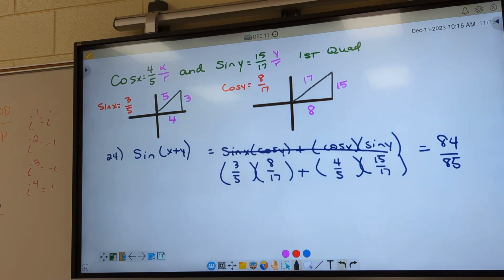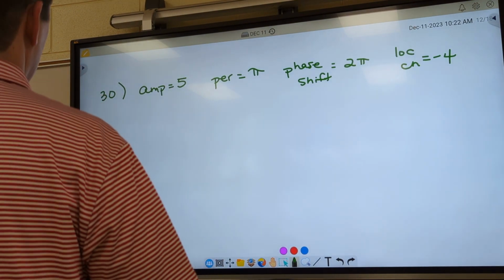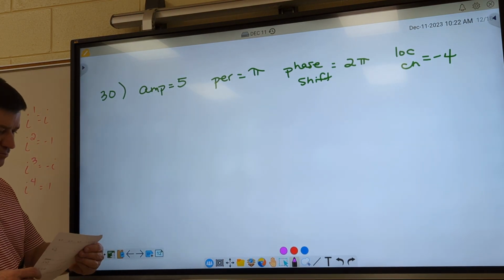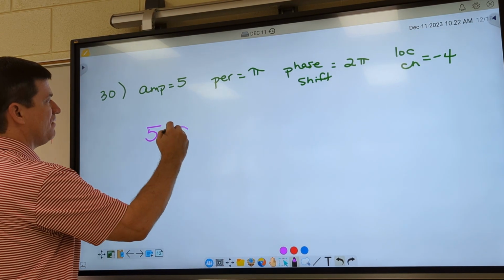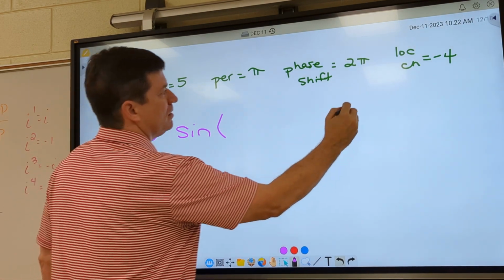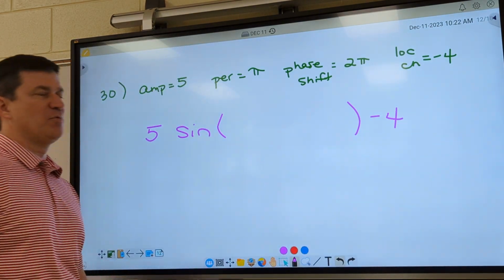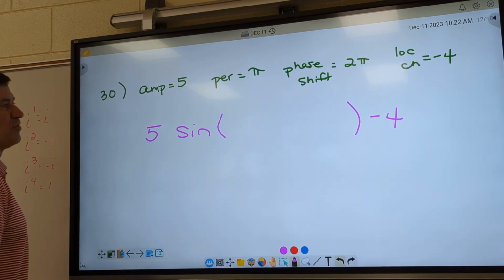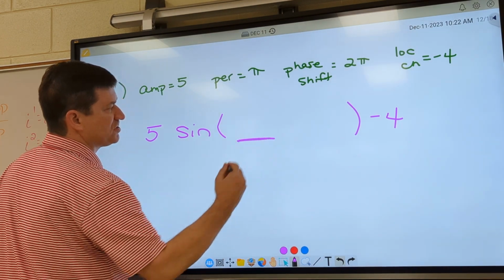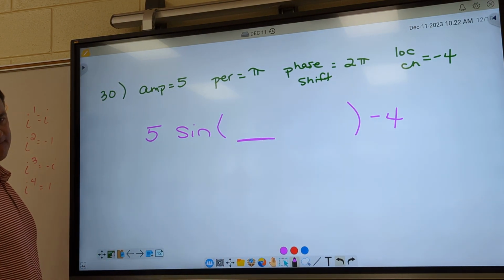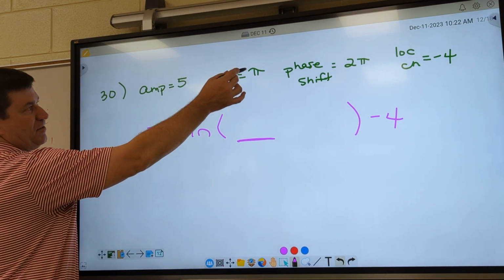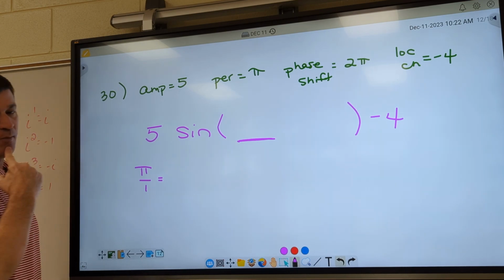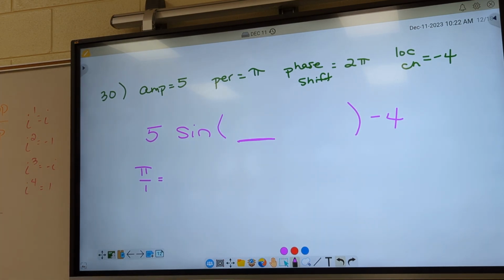If your calculator did not give you that, let me show you 30. First step, read your instructions. Is it sine or cosine? Sine. So I bring down 5, sine, and I put my -4 on the end. I remember we do that. All right, do you guys remember, what do I bring down to help me find the first answer in the parentheses? Y'all remember? Take the period, which is pi/1. Set it equal to the formula for period. 2 pi over something. Very good.